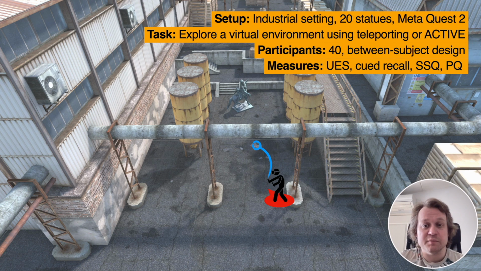We used a MetaQuest 2 headset, so there were no cables connecting to a host computer to prevent people from turning around. The measures that we collected were the UES, User Engagement Survey, to measure different aspects of user engagement. We created a queued recall questionnaire based on the statues that were present in the environment and statues which were not present in the environment.